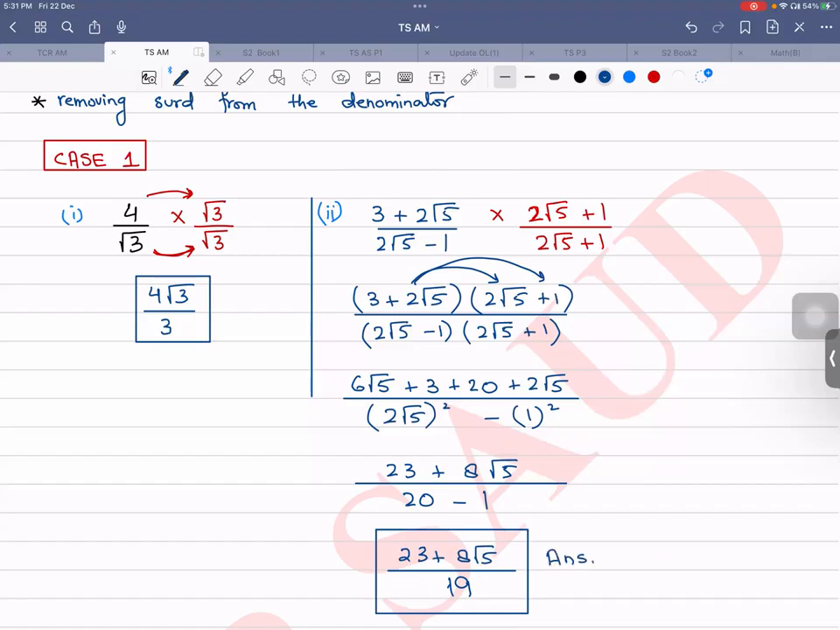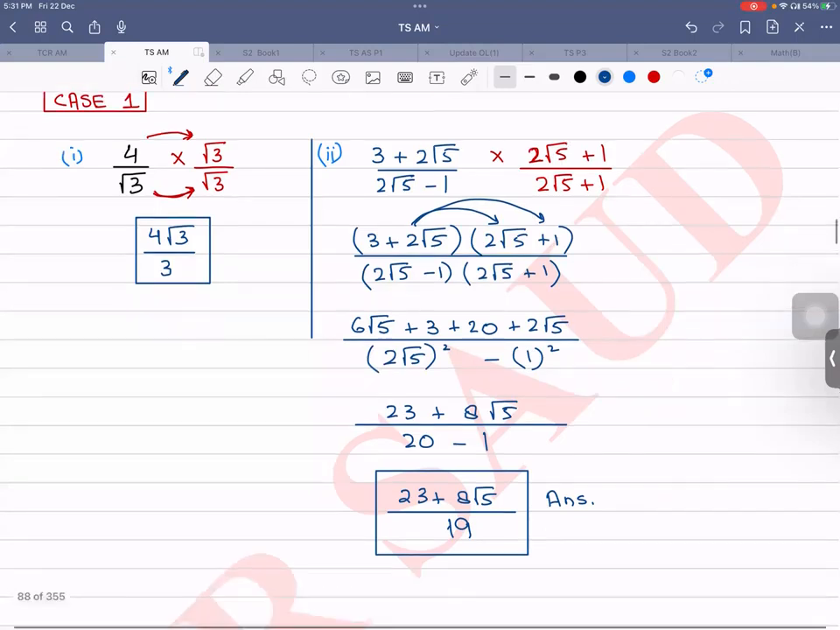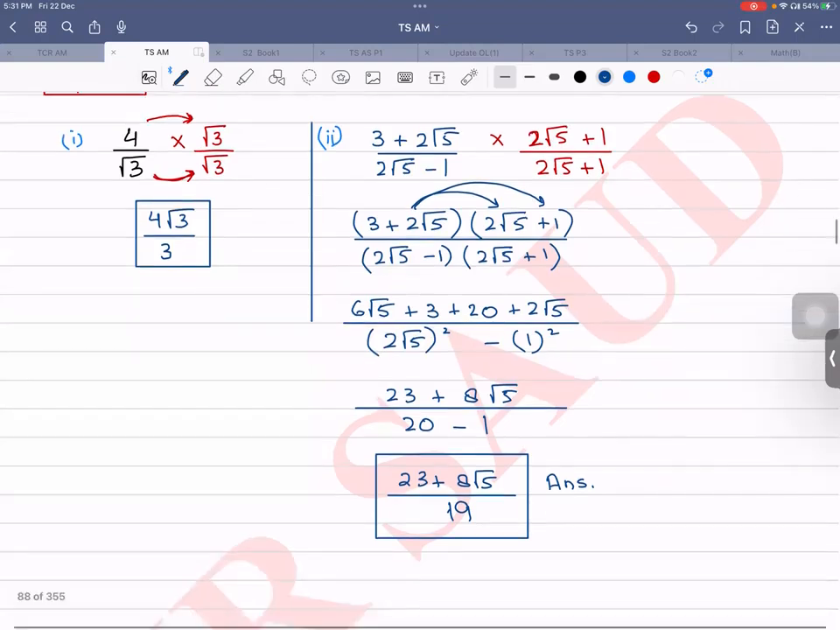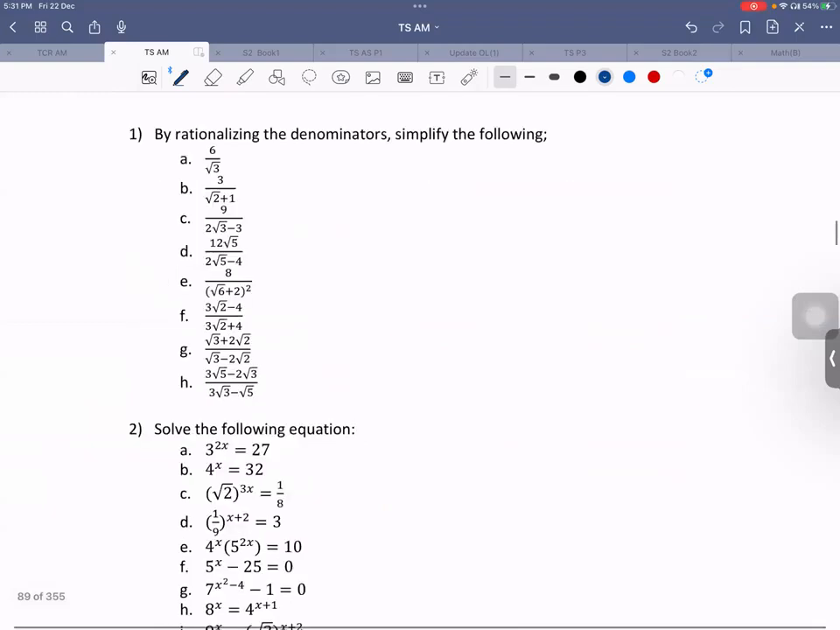So in today's class, we will be doing basic rationalization questions, and in the next class we will be doing a slightly complex concept of rationalization. Okay, let's come to question number 1, Part A.